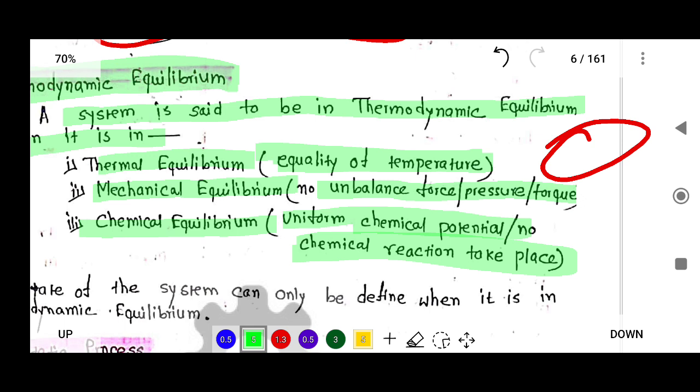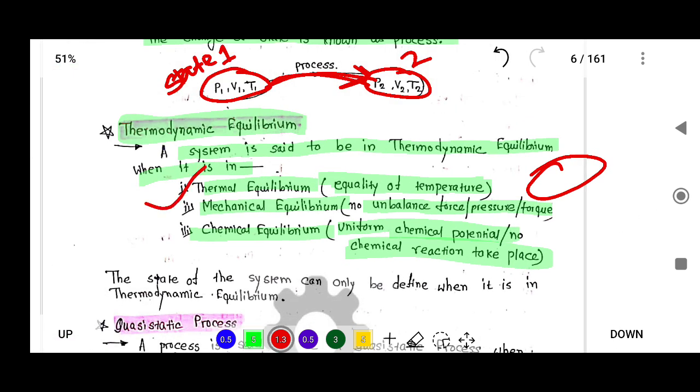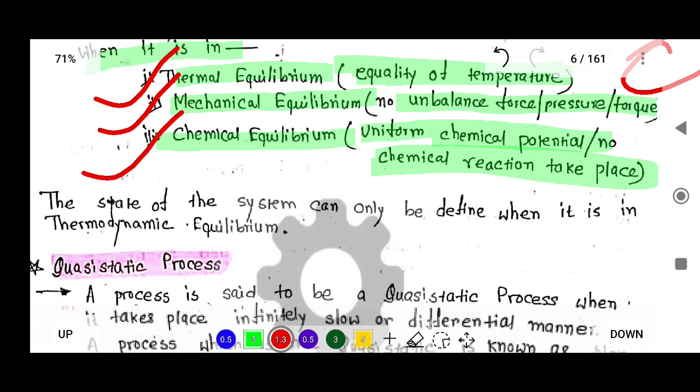So what is thermodynamic equilibrium? When three equilibria must be satisfied, that is thermal equilibrium, mechanical equilibrium, and chemical equilibrium. When these three conditions are satisfied, then you can say that this is the thermodynamic equilibrium. The state of the system can only be defined when it is in thermodynamic equilibrium.